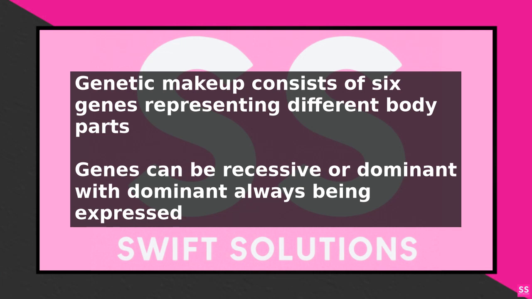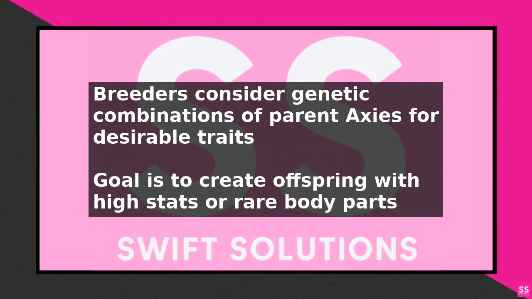Another crucial concept in Axie genetics is the idea of gene expression. Gene expression refers to the physical manifestation of an Axie's genes, which can be influenced by the interaction between recessive and dominant genes. For instance, if an Axie has a recessive gene for a specific body part, but the dominant gene is not expressed, the recessive gene may still be visible.